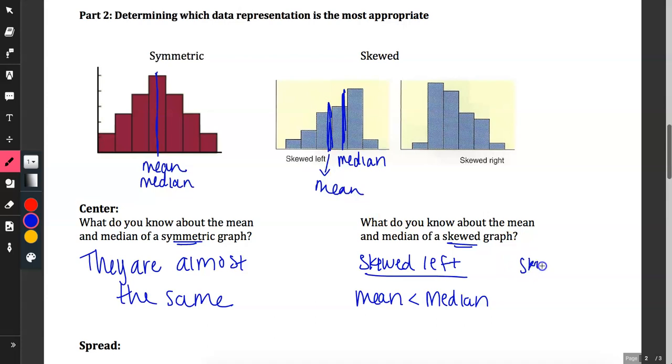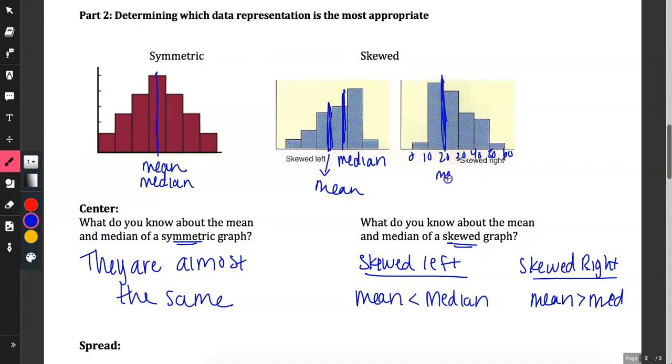If it's skewed right, then the mean is greater than the median. Okay, so because these are our values, this would be 0 to 10, 10 to 20, 30, 40, 50. I'm just making up numbers here. In this picture, the median would be closer to the peak of the graph, and the mean is being pulled by the tail. Okay, so the mean is going to be bigger if it's skewed right.